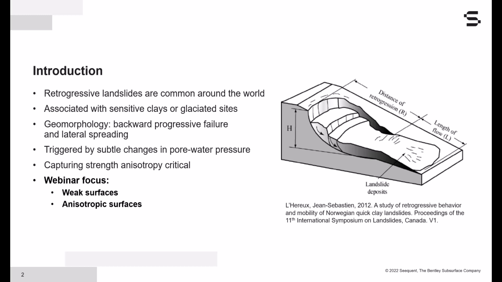Understanding the strength anisotropy is crucial for analyzing the stability of such landslides, especially in a three-dimensional framework. Today, we will demonstrate the application of weak surfaces and anisotropic surfaces within GeoStudio to provide insights into the analysis of retrogressive landslides and demonstrate how these two features are used to capture retrogressive translational types of failures.